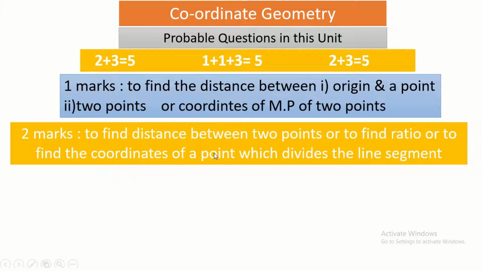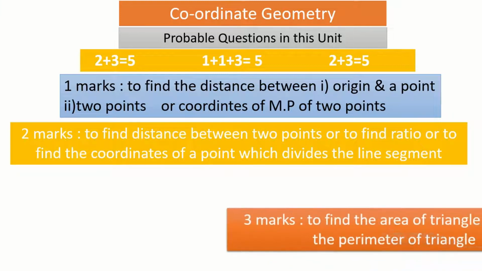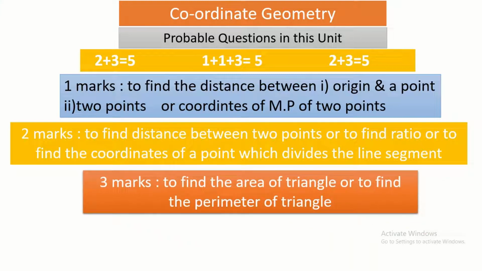Or they may be asked to find the coordinates of a point which divides the line segment, or to find out the ratio, or to find out the coordinates of the point that divides the line segment. And there are 3 marks questions: to find the area of the triangle by using the formula when the 3 coordinates are given, or to find out the perimeter of the triangle. They may ask to find that one also. So these types of questions may appear.